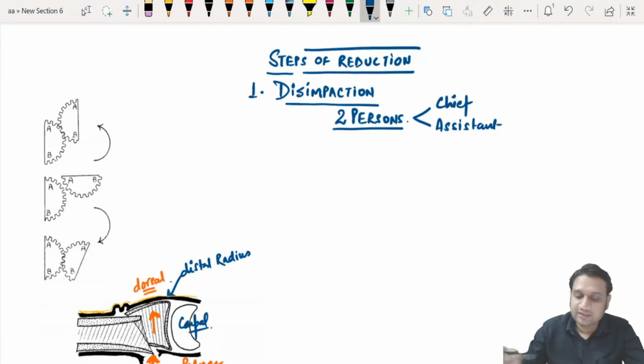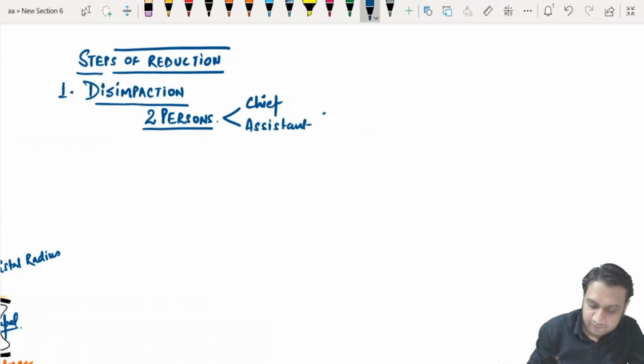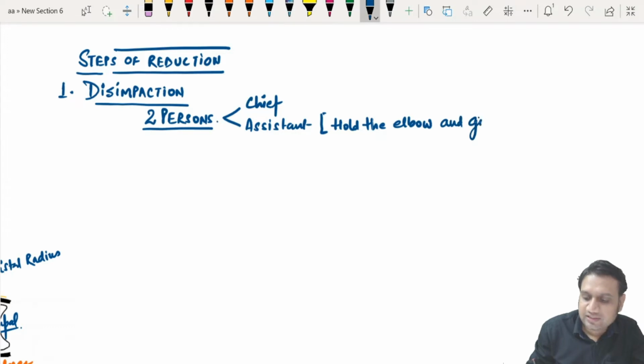So what is the role of the assistant? The role of the assistant is to give counter traction, to hold the elbow and give counter traction. How it is given, I'll show you by images also.